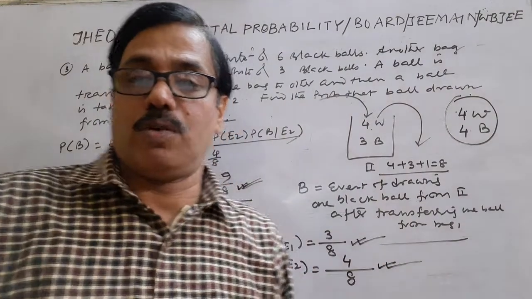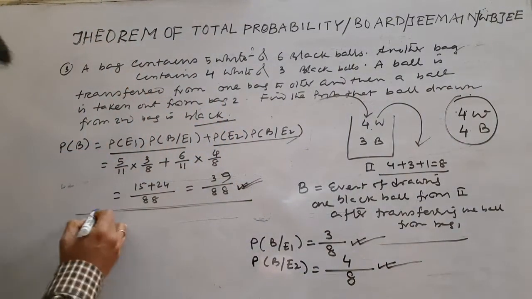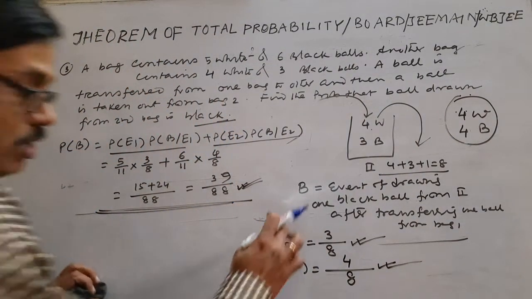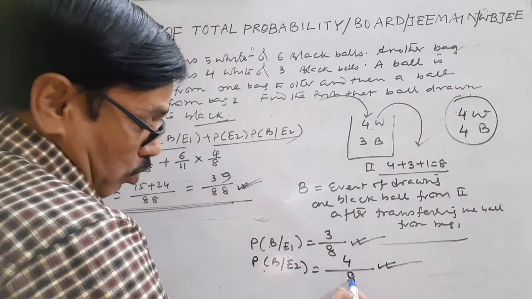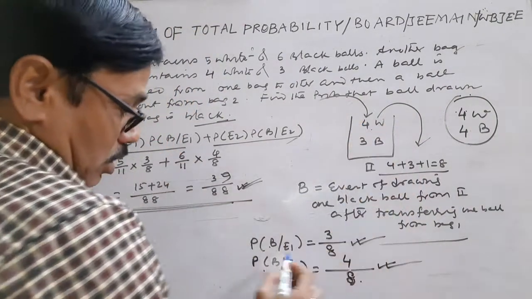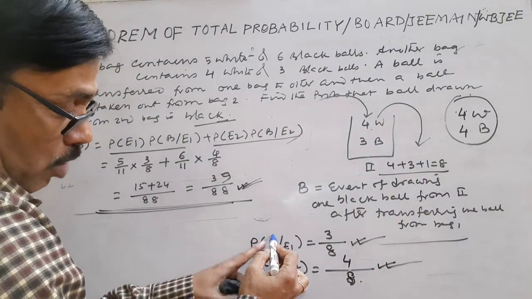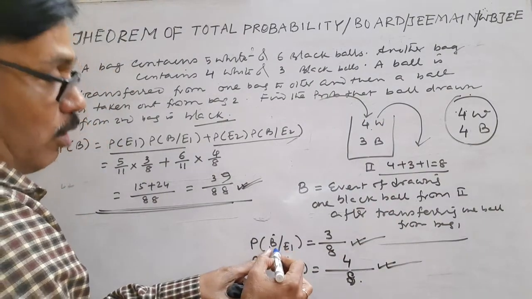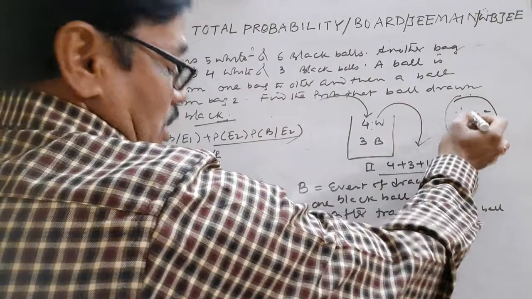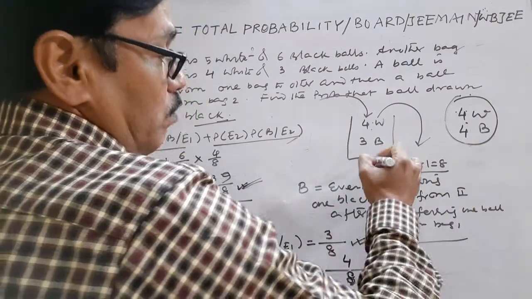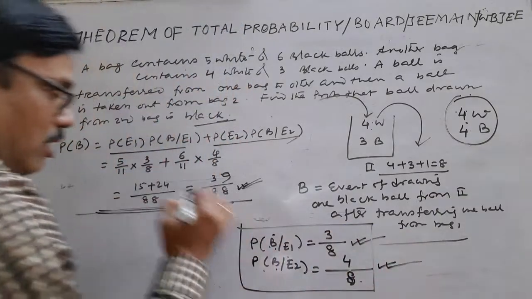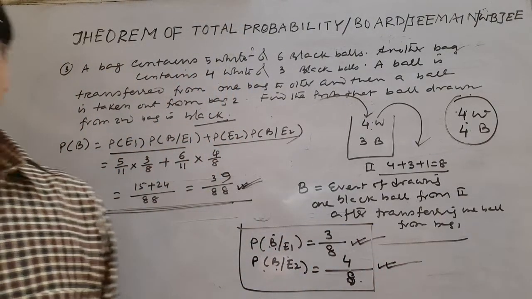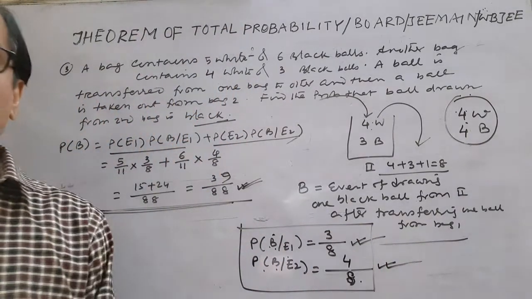So in this type of problem, look, B by E1 is 3 by 8 and B by E2 is 4 by 8. Because, look, it is the probability of drawing a black ball when a white ball is transferred, and a black ball when a black ball is transferred. So this step is to be noted. So this is the second type of problem.